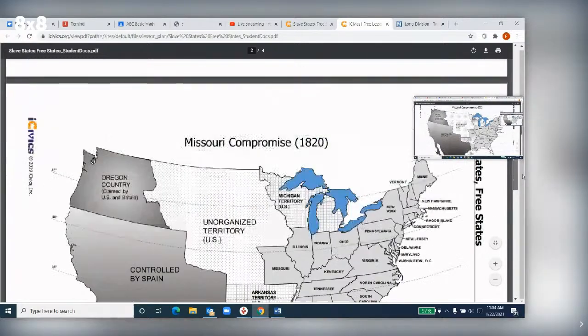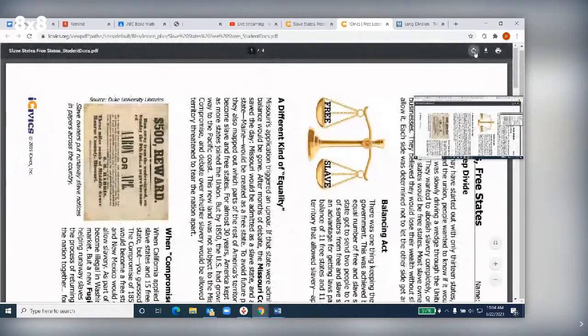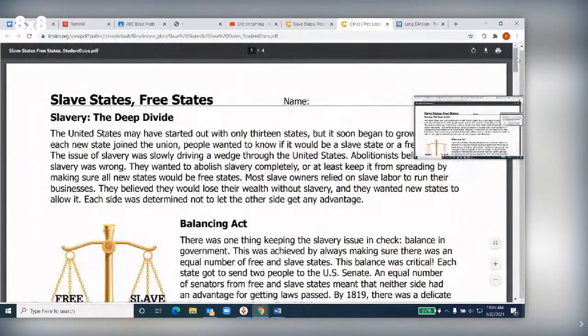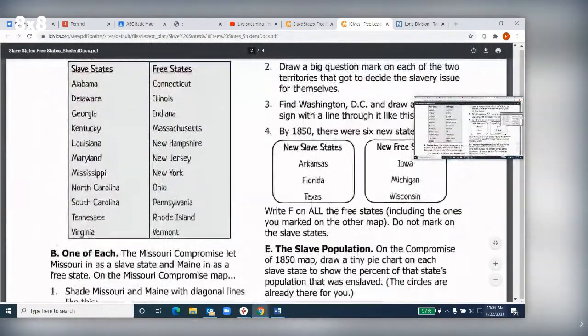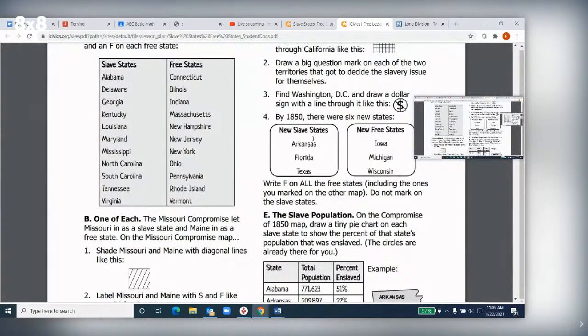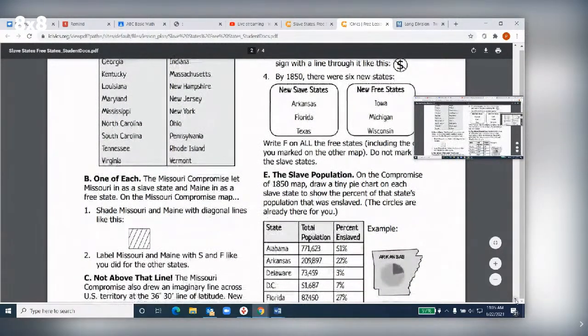So I want to go back up. I want to show you, got this a little too big. Okay, so by 1850, 3 new slave states: Arkansas, Florida, Texas, all in the South. And here are the free states: Iowa, Michigan, Wisconsin. Okay, and then I want you to look at basically this chart right here.